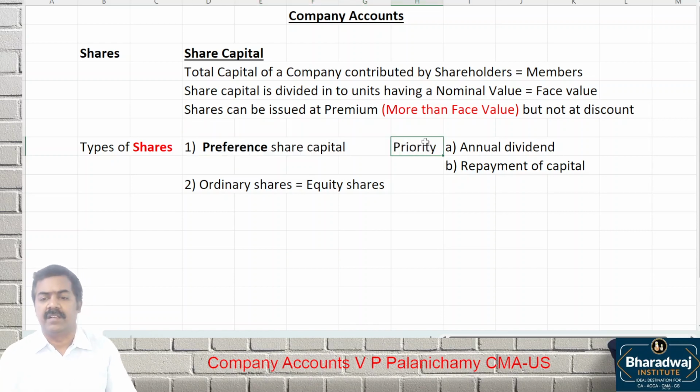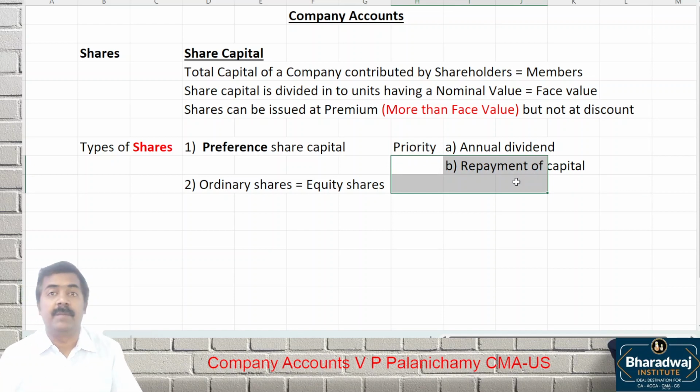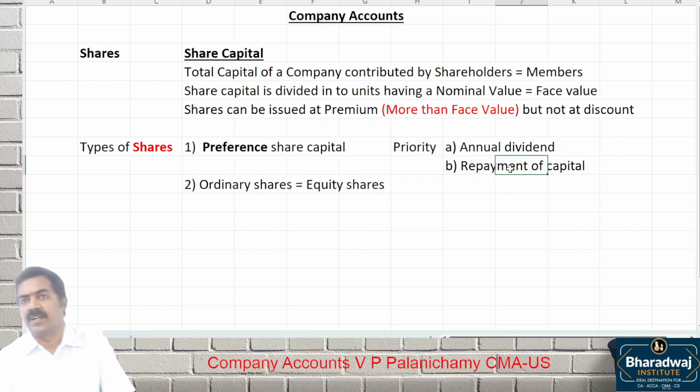What are the two priorities? Every year they get the dividend first, then dividend to equity shareholders is paid. Second, when the company is wound up at any time, capital will be paid first to preference shareholders. Only then will the money be given to ordinary shareholders. These are the two priorities which the preference shareholders enjoy.